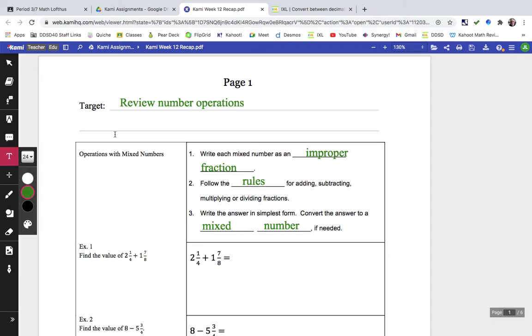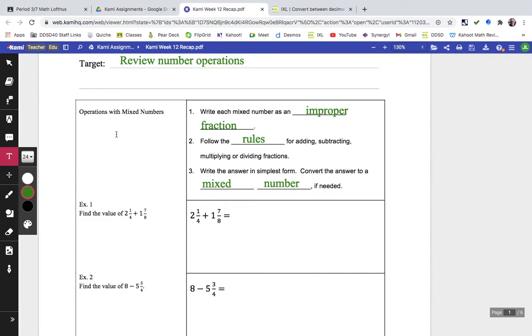So the target on page 1 is to review number operations. Write each number as an improper fraction. Follow the rules for adding, subtracting, multiplying, and dividing fractions. And write the answers in simplest form and convert answers to mixed numbers if needed.